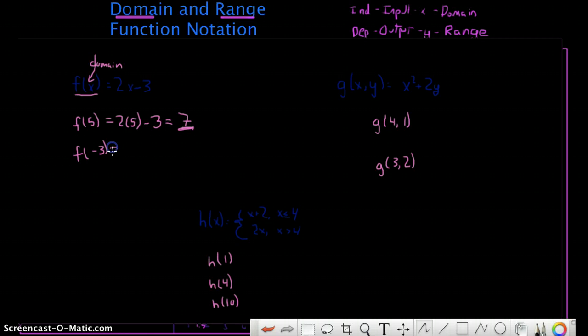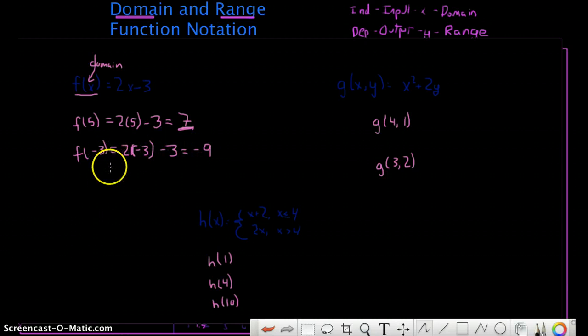Okay, f of negative 3, same idea. 2 times negative 3 minus 3. So 2 times negative 3 gives me negative 6. I take away 3 more, I get negative 9. So what we would say here is that f of negative 3 is negative 9.